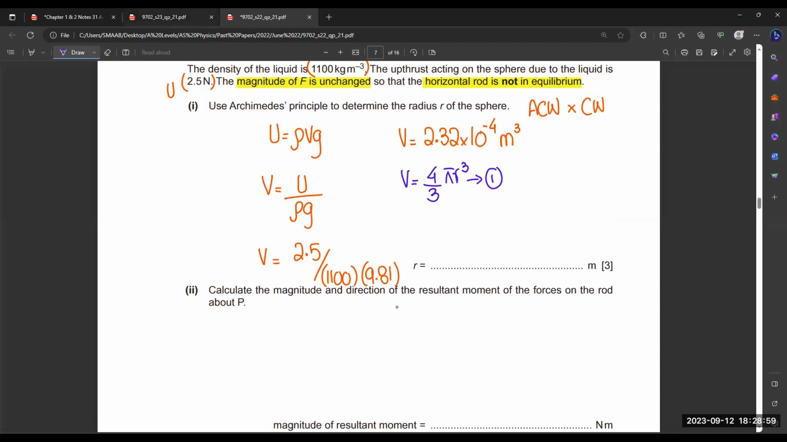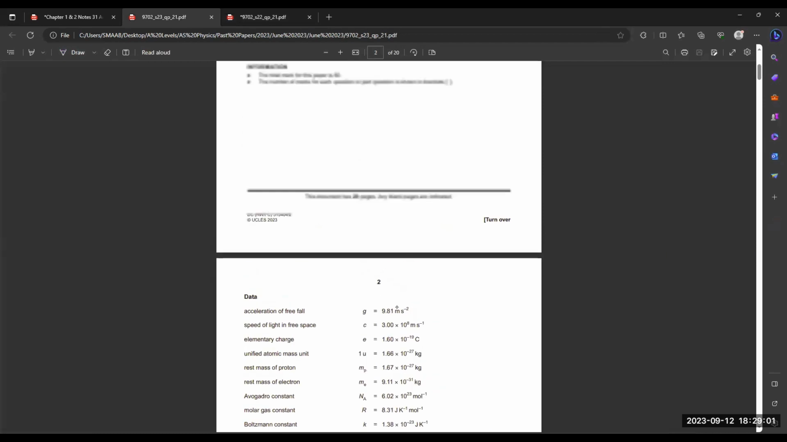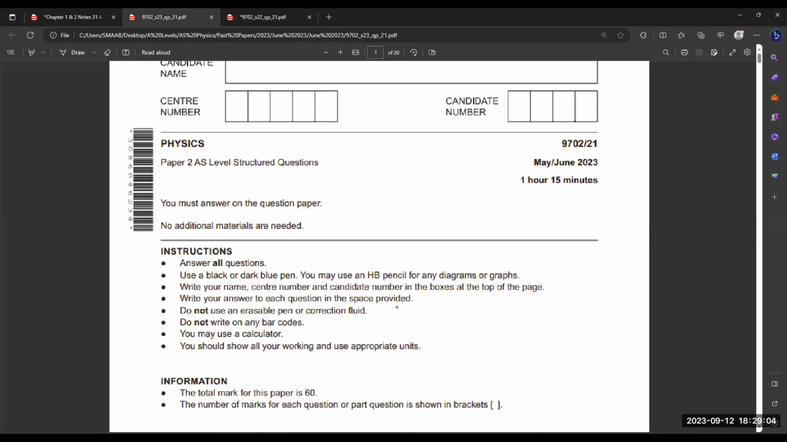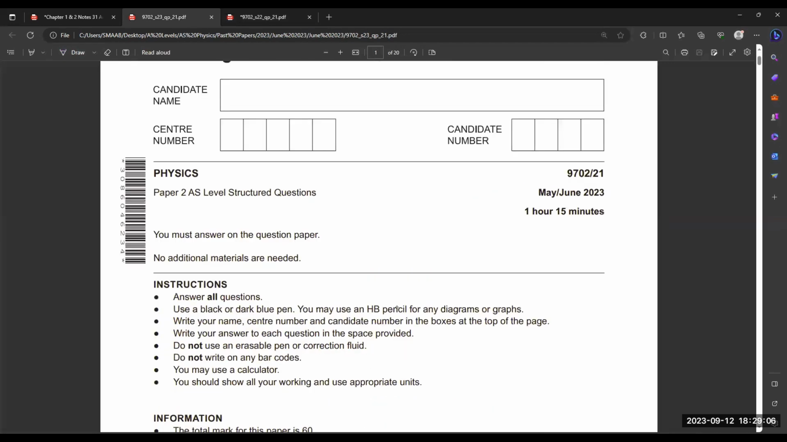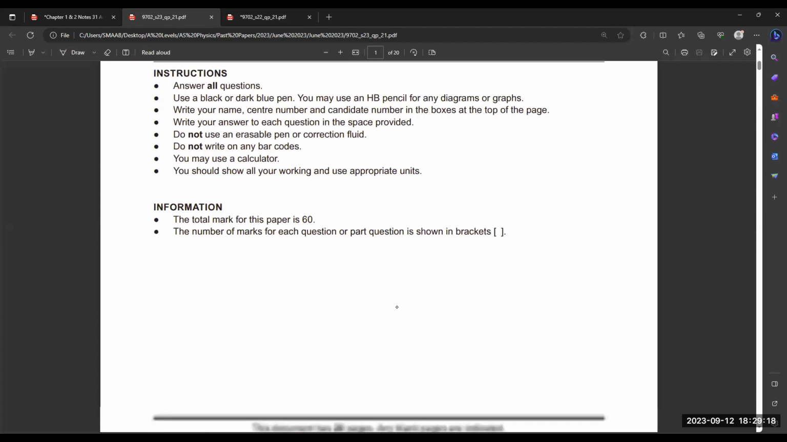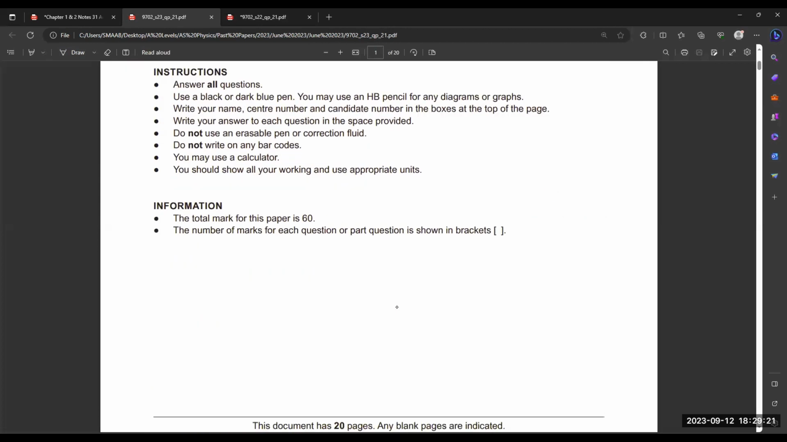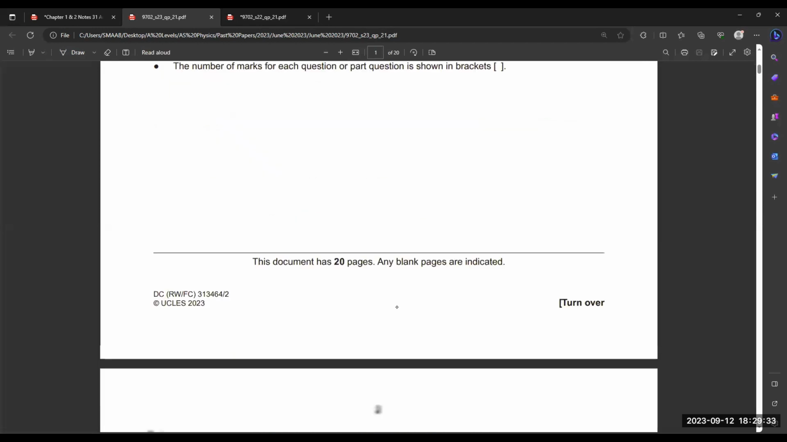And for now, we are going to start one more paper, that is your latest May June 23 paper, 2023 May June paper 2 variant 1. So in this question, let's see what the question is. Now we know that we are able to solve the question from the start, and also from the end. So from which part do you want to start, the first one or the wave section? Let's start from the first one.